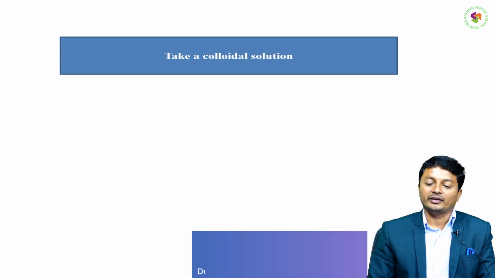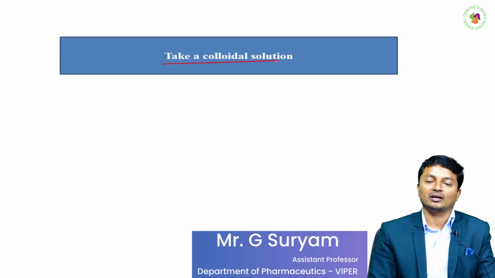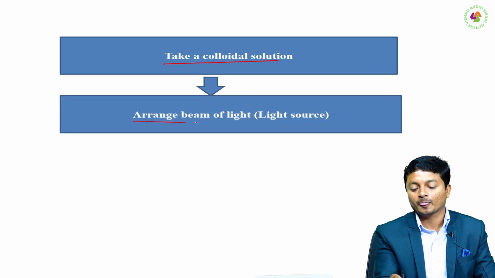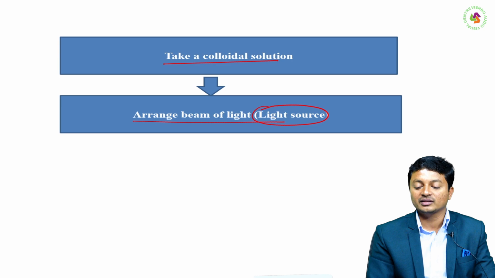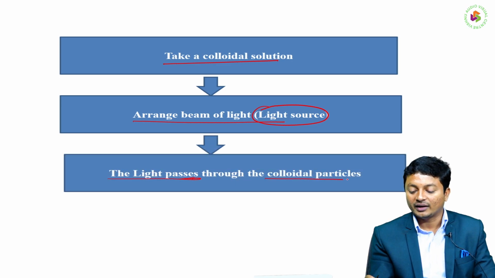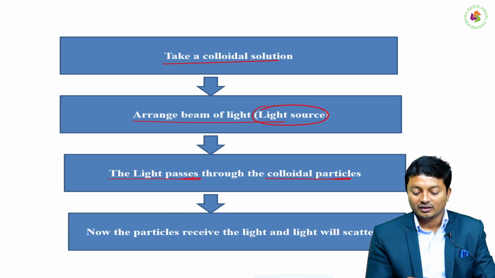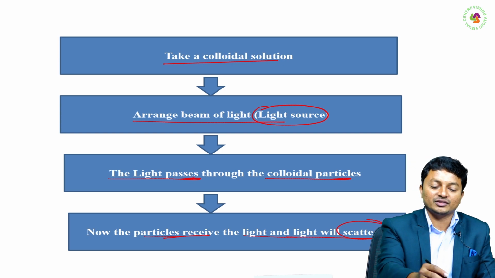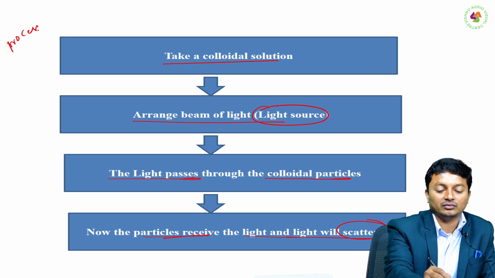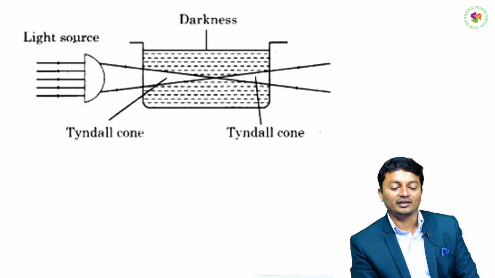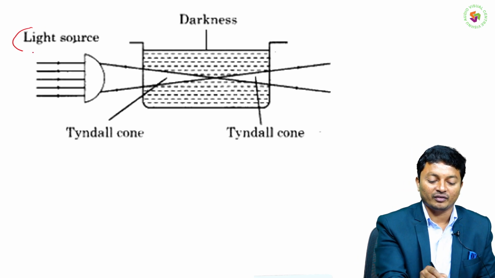And we'll discuss how the Tyndall effect is done. Initially, we need to take a colloidal solution, and now we need to arrange a beam of light, which is also known as a source of light. Then the light passes through the colloidal particles, the particles receive the light, and the light is scattered. This is the process of Tyndall effect.